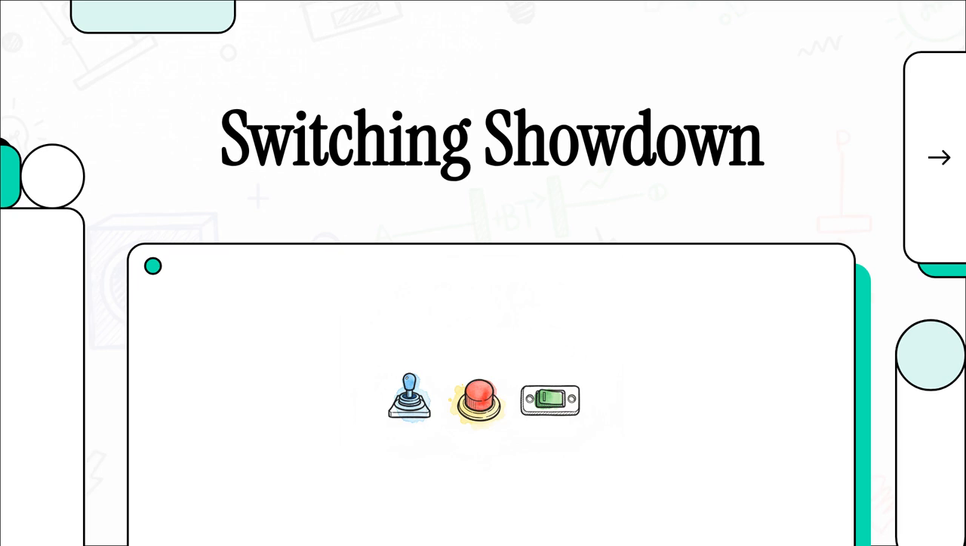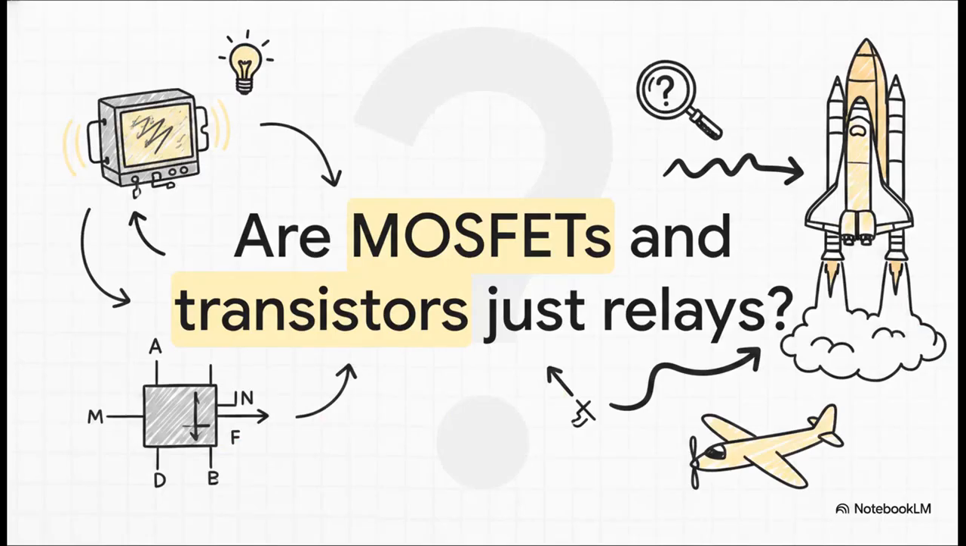We're going to look at relays, transistors, and MOSFETs. By the end of our time together, you'll know exactly how they work, how they differ, and why picking the right one is arguably the most critical decision an engineer can make. Okay, let's dive into this.